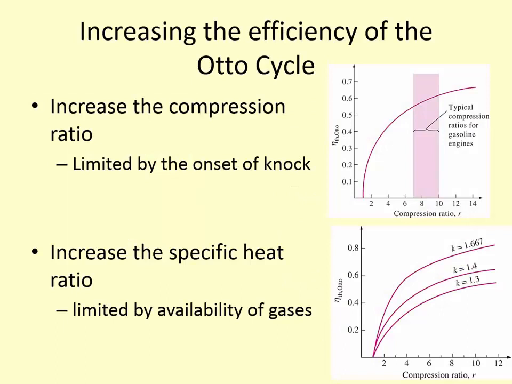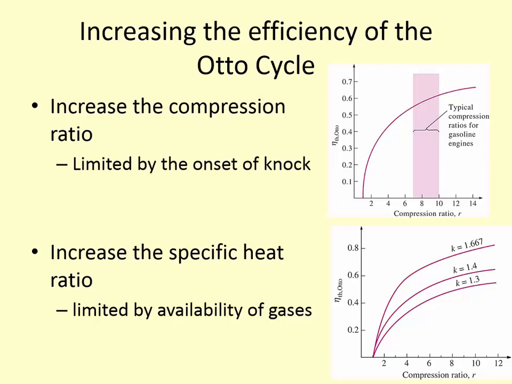In order to increase the efficiency of this cycle, we want to increase the compression ratio. But we're limited by the onset of knock. So we can increase it to a certain point, but then we're compressing it to much higher effective pressures, which will cause auto-ignition. So there's only a certain point to which we can do that before we don't have fuels that are high enough octane to prevent auto-ignition. So we're limited. Another thing that we can do is to increase the specific heat ratio, but we're limited by the availability of fuels that we can use in order to operate this cycle.